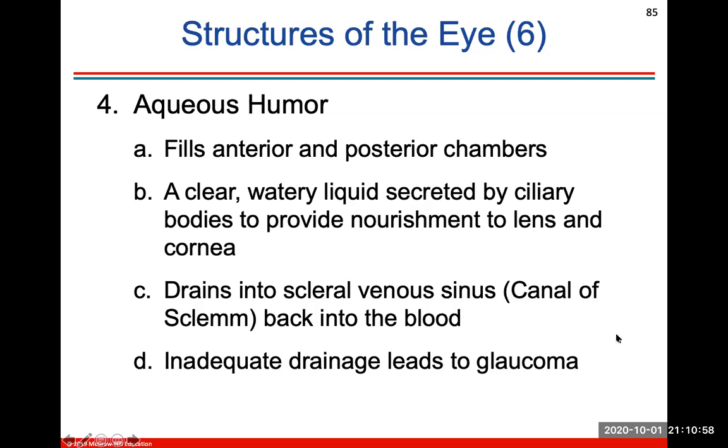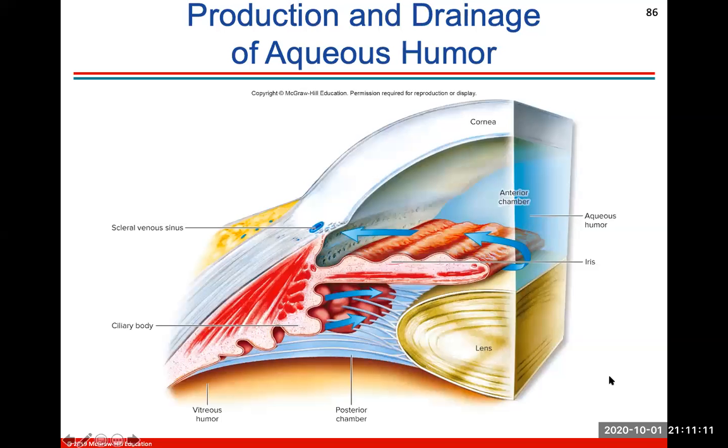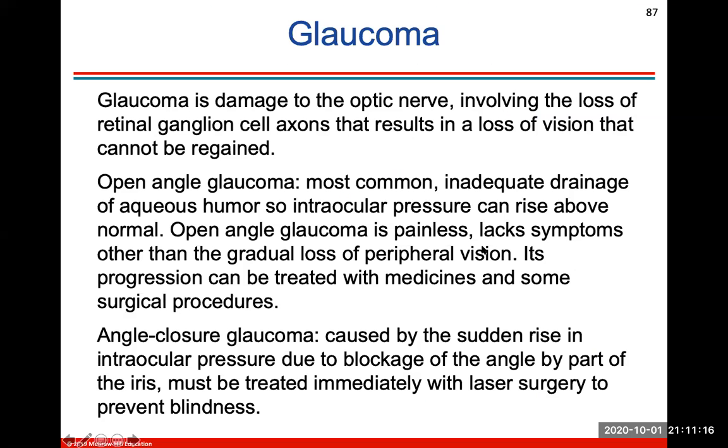The aqueous humor fills the anterior and posterior chambers. It's a clear watery liquid. Inadequate drainage of this will lead to glaucoma, or increased pressure. Here's the production and drainage of that aqueous humor. And again, we'll talk about glaucoma right now.